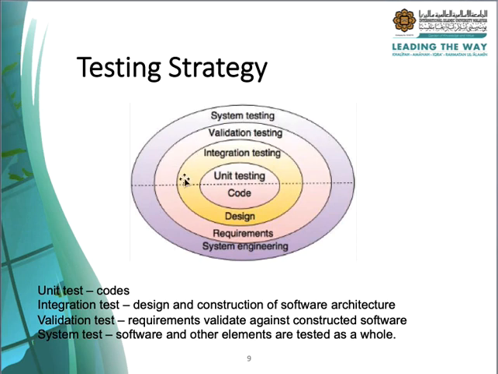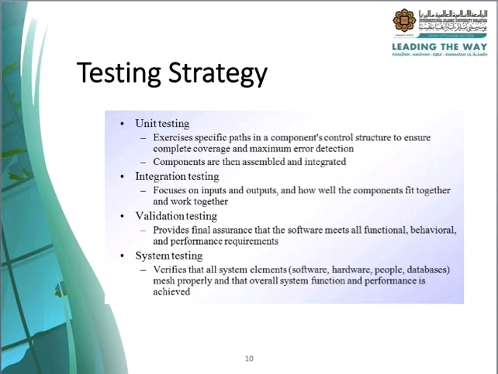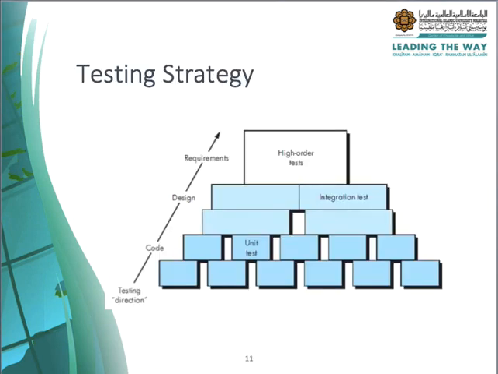Each of these levels of testing strategy, each of these layers, actually tests a different thing. Unit test focuses on the code itself. Integration test focuses on the design. Validation focuses on the requirements. System testing is on the system engineering. So these are the 4 strategies. There is a slide on the strategies, so you may see the slide later on. This is the idea of testing strategies, which starts from the smaller, which is the code, to the design, which is integration test, and to the higher order, which is the requirements. We start from small to the larger.